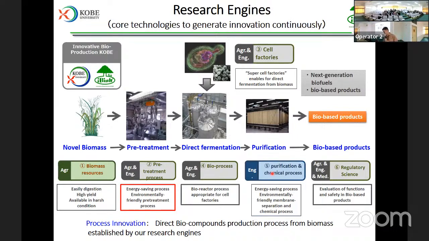The last engine is that we also want to evaluate the safety level of these chemicals. This is not the research part; this is the social science part. But anyway, to establish the biorefinery from the biomass to the final product, there are many concerning issues. Can you understand my explanations?